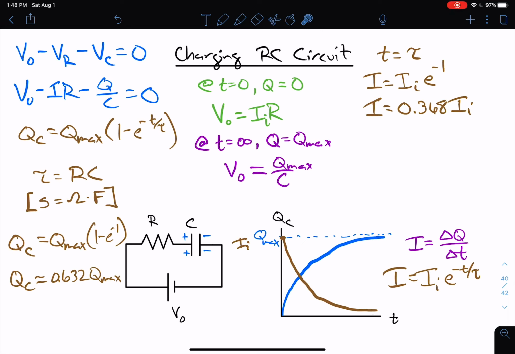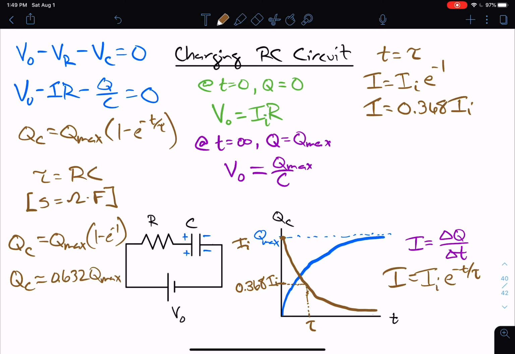And so we can look at graphs. If we come down here to our graph, if I'm talking about the current, let's say right here that's 0.368 of the initial current. Okay, well, I go across. It's right there. And then if I go straight down, that has got to be tau.